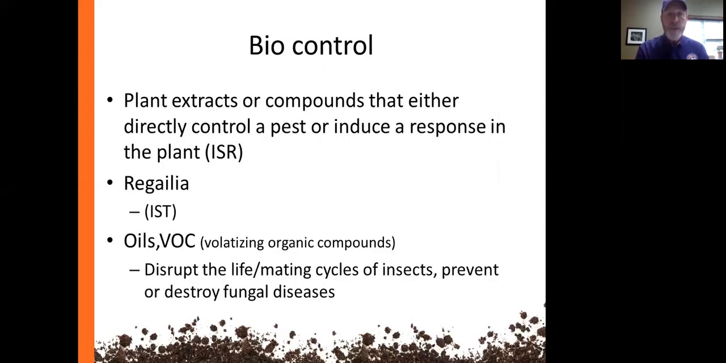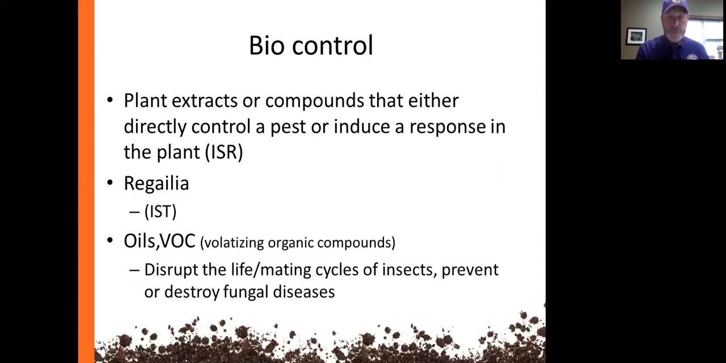Biocontrol, again, induces a systemic response, very similar. Regalia is a perfect example. That's actually an extract of a plant, a weed in particular, but it produces this induced systemic response so that the plant naturally builds its immune system.